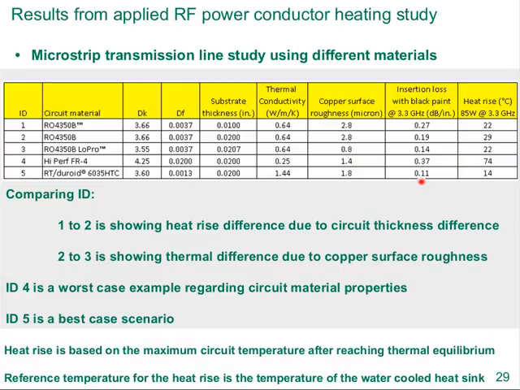And then on the flip side of that would be the best-case scenario, ID5. That is looking at the RT/duroid 6035HTC laminate, which really has a combination about the best-case scenario. You have a very low dissipation factor, 0.0013. That's considered very low loss. The thermal conductivity is extremely good at 1.44. And the copper surface roughness is considered relatively rough. So even with a rough copper surface, these other attributes still went on to have a relatively low insertion loss, and you can see the heat rise is very low.